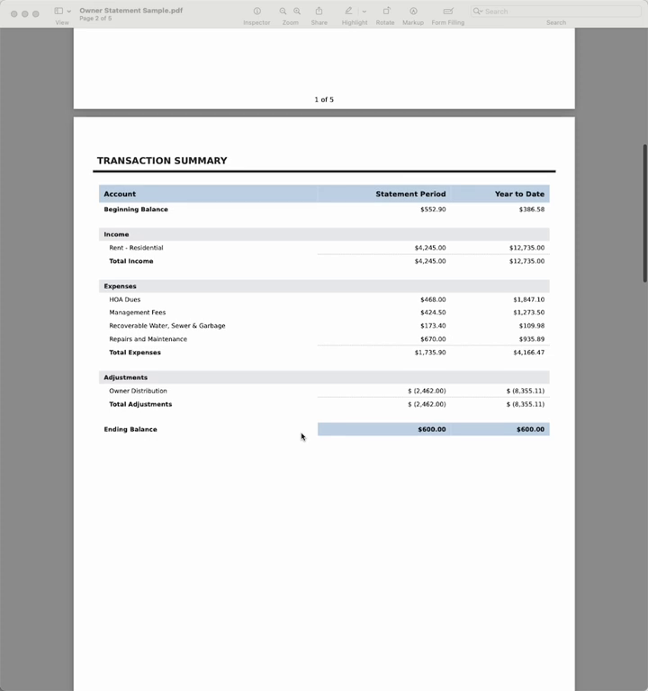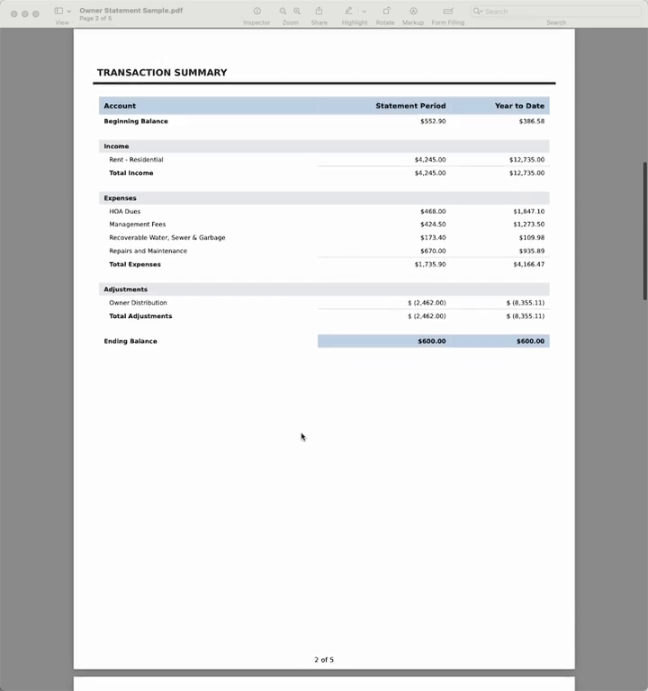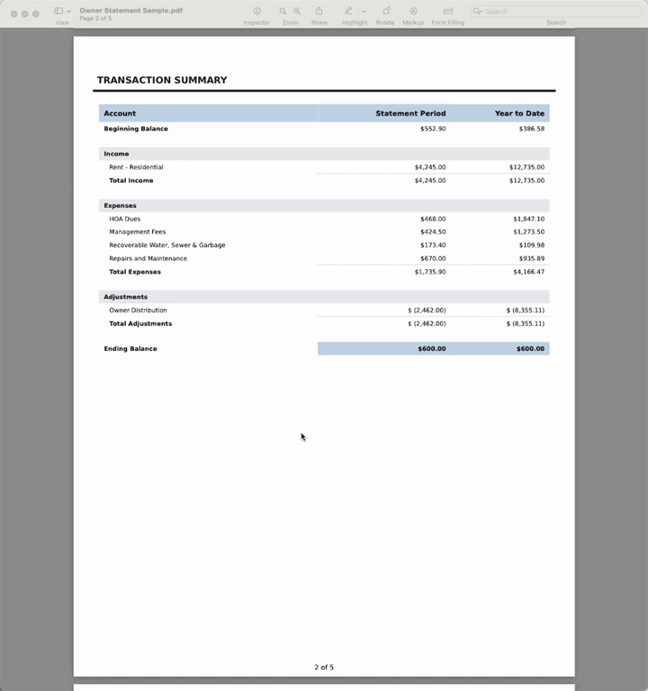If we scroll down, the next page is going to be a transaction summary. This is a summary of all of your properties collectively. So it will be on a per chart of account or GL account basis. And you'll notice we have income listed here at the top. If there were additional income accounts, those would be separately listed here. In this case, we just have rental income. And then we have expenses broken out by GL account here and grouped collectively again for the entire portfolio.